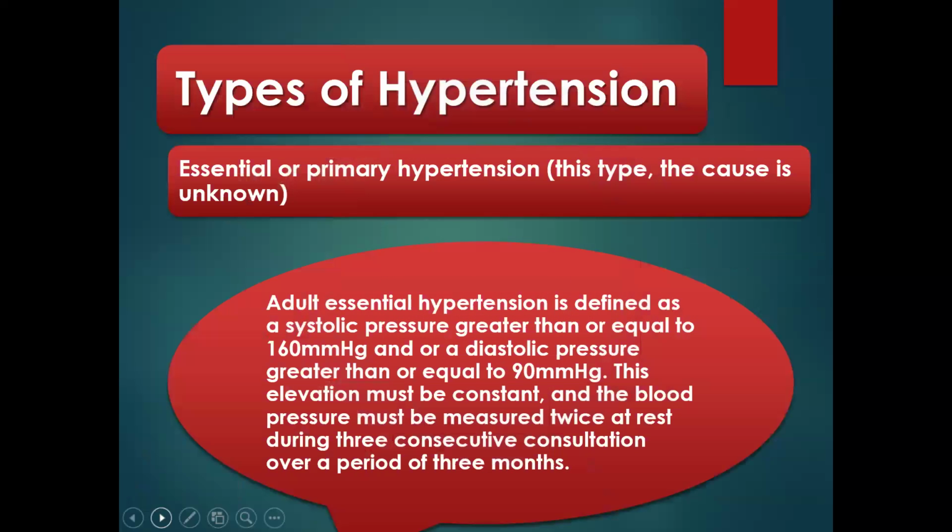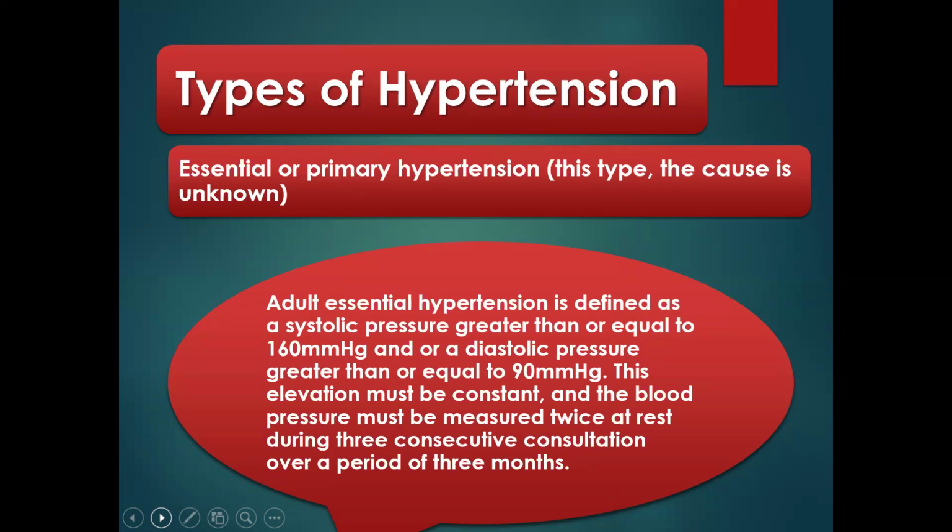Types of hypertension. We have essential or primary hypertension. For this type, the cause is unknown. So that's what essential hypertension is. We don't know the actual cause. Adult essential hypertension is defined as a systolic pressure greater than or equal to 160 millimeters of mercury or a diastolic pressure greater than or equal to 90 millimeters of mercury.